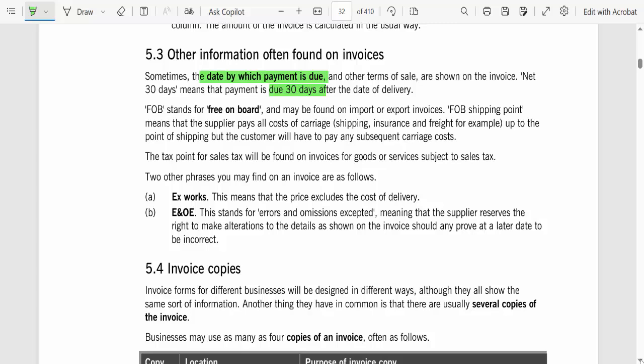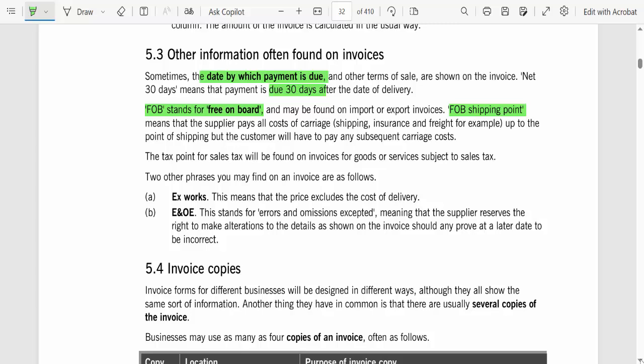2. Free on board. FOB stands for free on board, which refers to a shipping term often used in international trade. It tells both the buyer and seller who is responsible for paying transportation costs and when the risk for the goods transfers from the seller to the buyer. It can be broken down into two types. FOB shipping point: in an FOB shipping point arrangement, the seller is responsible for all costs and risks until the goods reach the shipping point, like a port or warehouse. Once they reach this point, the buyer assumes responsibility for all transportation and delivery costs.